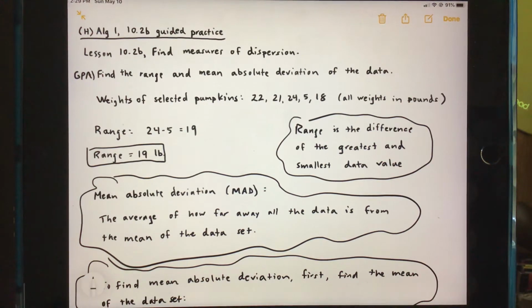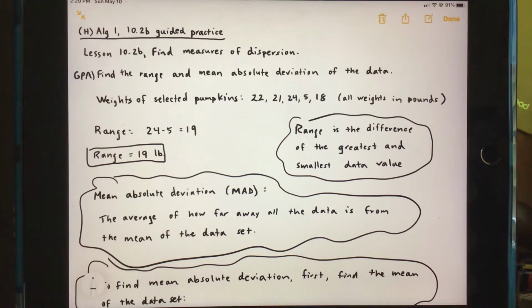Hello, algebra classes. Let's take a look at our lesson that deals with measures of dispersion. So in our previous lesson, we looked at central tendency measures. We were looking at how we can find the middle or the center of a data set, what value would best represent the middle of all the data. Now we're going to take a look at how the data is dispersed, how it is spread out.